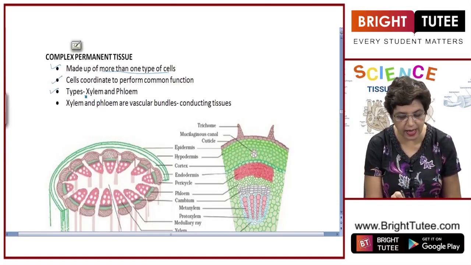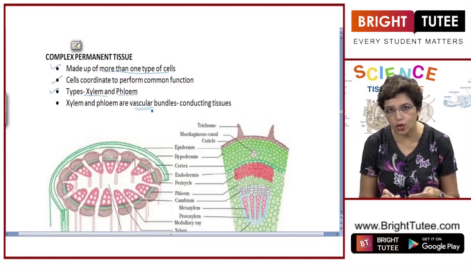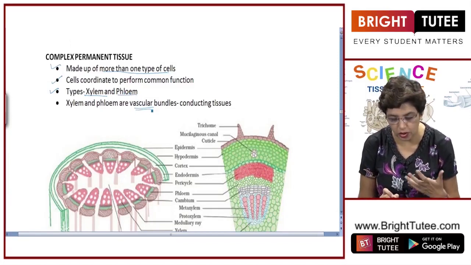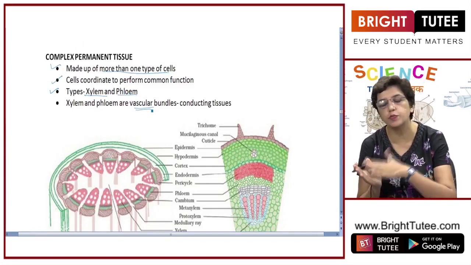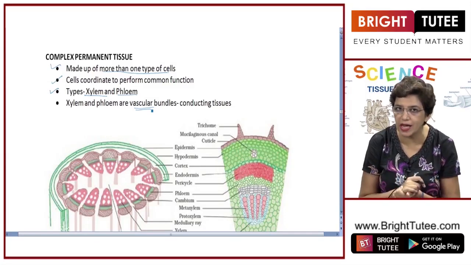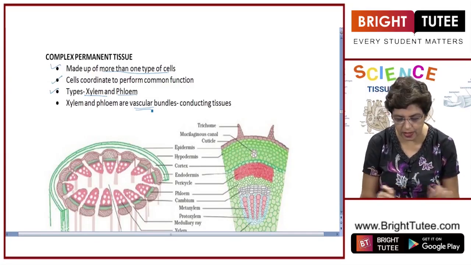The two types are xylem as well as phloem. These are the vascular bundles or the conducting tissues. They are called conducting tissues because they help in conducting and transportation of material from one part of the plant to another part of the plant.